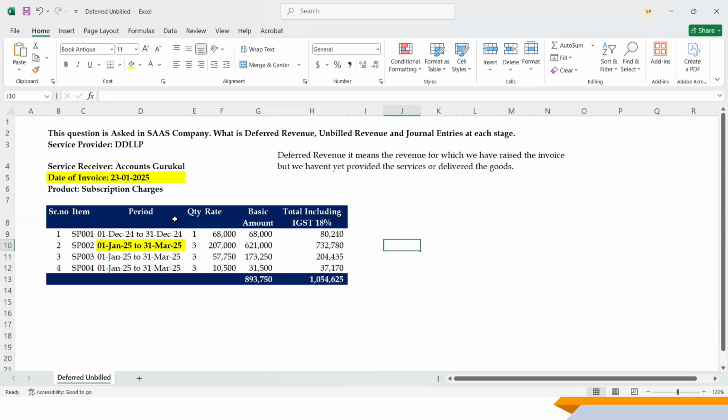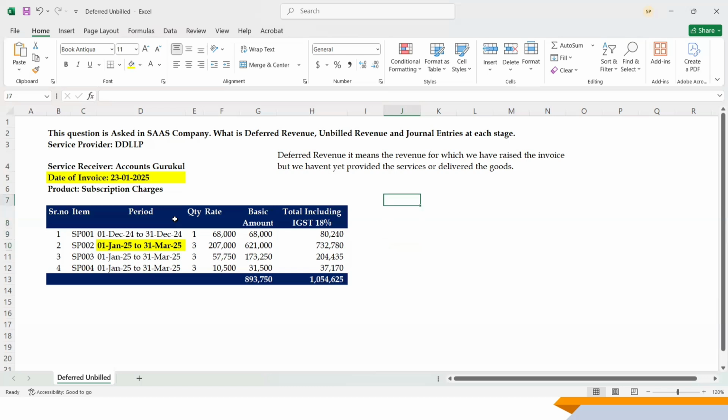As per your AS 9, accounting standard 9, let's talk about revenue recognition. When you are liable to recognize the revenue. So as and when you provide the services, then only you have the right to recognize that as revenue. If you raise the invoice, but you haven't provided the services for that, you don't have a right to recognize that as revenue. So the revenue for which you raise the invoice against which the services are not delivered is going to be treated as deferred revenue.